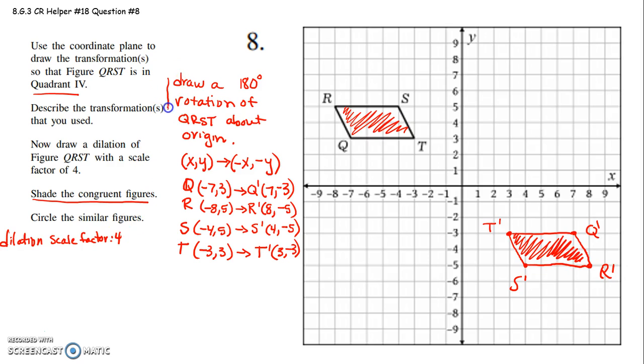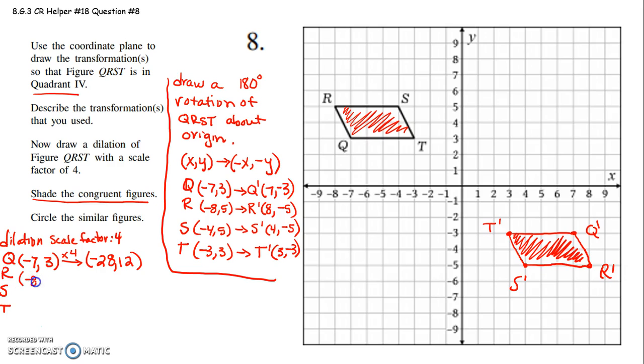Okay, so that's for that first part. So now I'm going to take QRST, the dilation we're going to have about the origin. So all I have to do is take my -7, 3 and multiply each of those by, oops, not 5. My scale factor is 4. Multiply each of those by 4. -7 times 4 is -28. I have to tell you, I'm not going to be able to draw this on this grid. -28, 12.